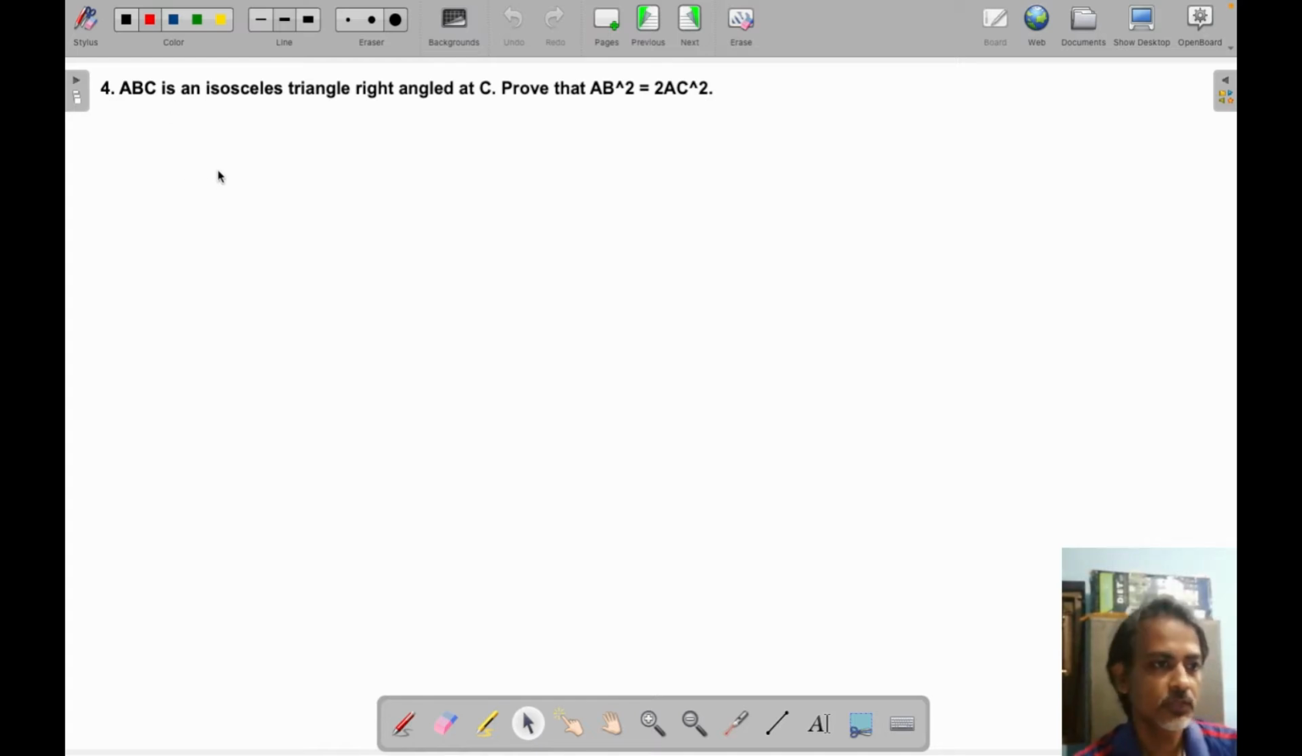So this is the first problem, or the fourth problem. ABC is an isosceles triangle, right angle at C. Prove that AB square equals 2AC square. So this is a very simple problem. First of all, let's try to make a figure. So this is my right angle triangle. I have created a right angle triangle and this is my C because this is right angle at C. So now call it A, B and C.